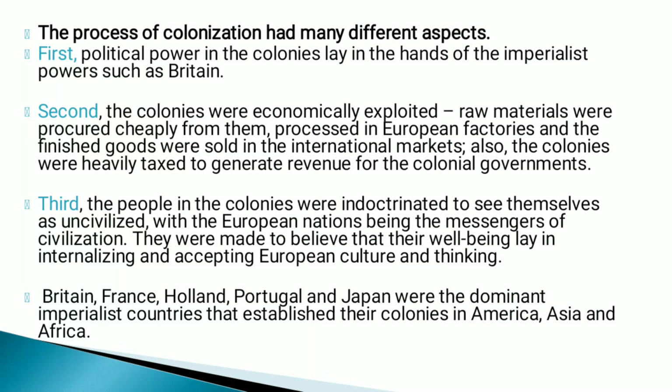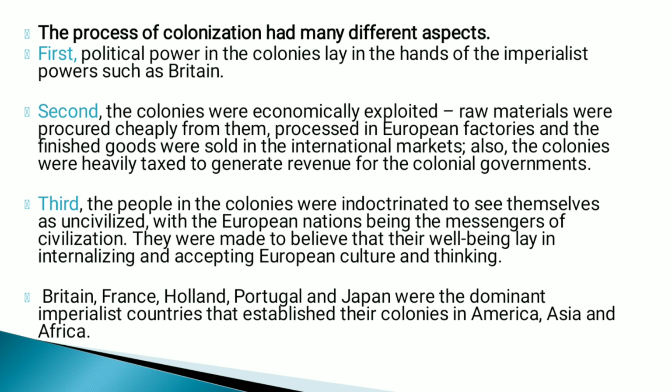The process of colonization had many different aspects. First, political power in the colonies lay in the hands of the imperialist powers such as Britain. Second, the colonies were economically exploited. Raw materials were procured cheaply from them, processed in European factories, and the finished goods were sold in the international markets. Also, the colonies were heavily taxed to generate revenue for the colonial governments.